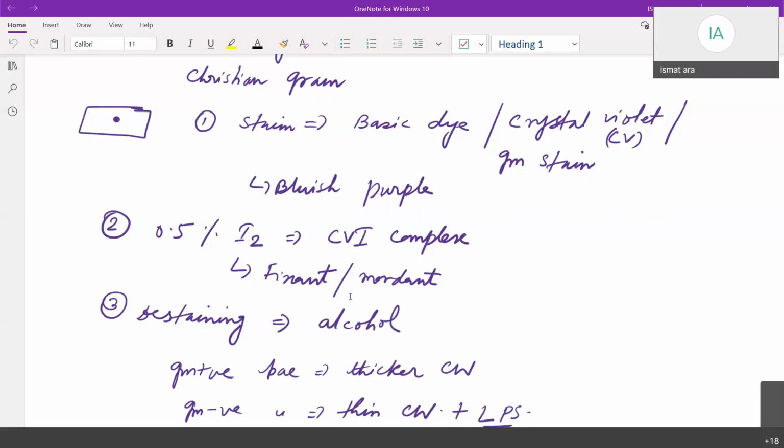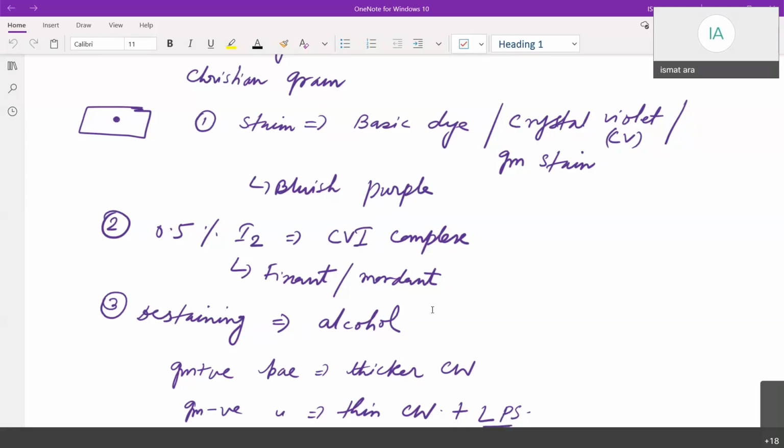the color. In the fourth step, you add another stain, that is safranin. After adding safranin, you will see that you get pinkish colored cells. So at the end of gram staining, you will get two colors of cells. One is bluish purple, one is reddish. The bluish purple cells are gram-positive bacteria and the reddish cells are gram-negative bacteria.